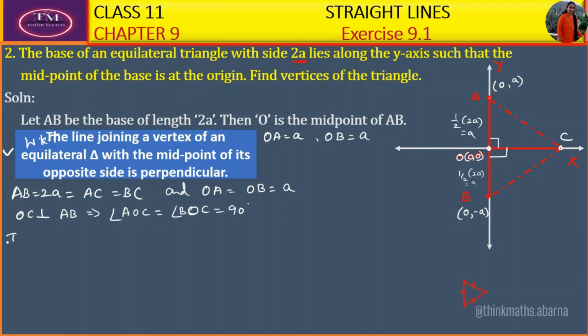So now take the triangle AOC. This is a right angle triangle, so we can use PGT. We should know the hypotenuse. Who is hypotenuse? The side opposite the 90 degrees is the hypotenuse. So AC is the hypotenuse. So we can write AC square, hypotenuse square, is equal to the sum of the squares of the other two sides. So OA square plus OC square. What is OA? OA is A.